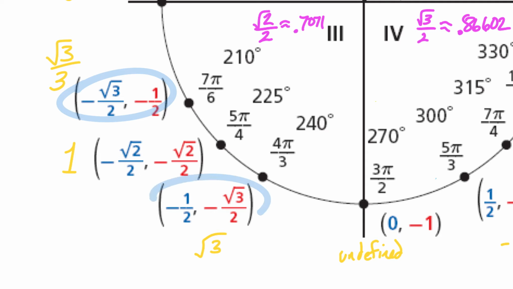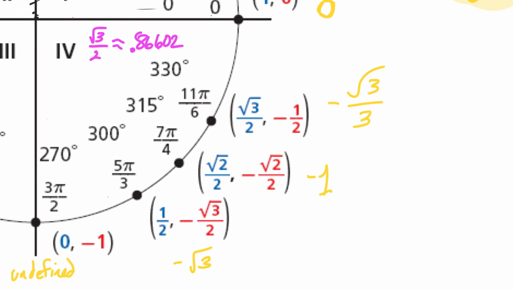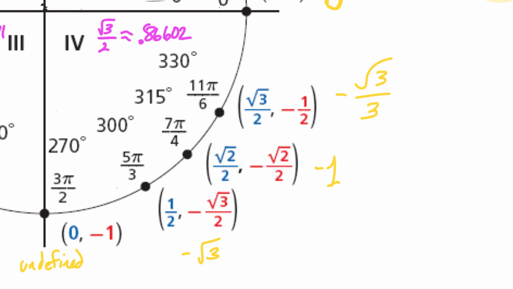And we have negative 1/2, negative square root of 3 over 2. And again, the signs are both negative because in the third quadrant, both the x's and the y's are negative. And in the fourth quadrant, the x's are now positive because they're on the right side, and the y values are negative.